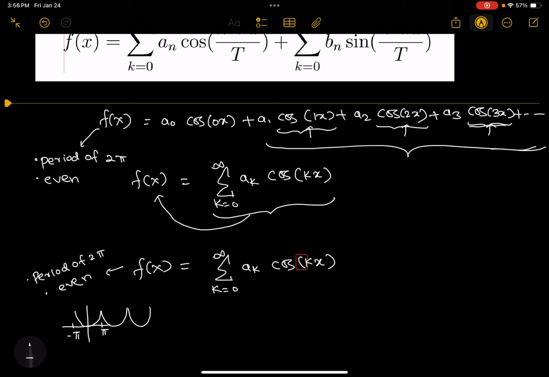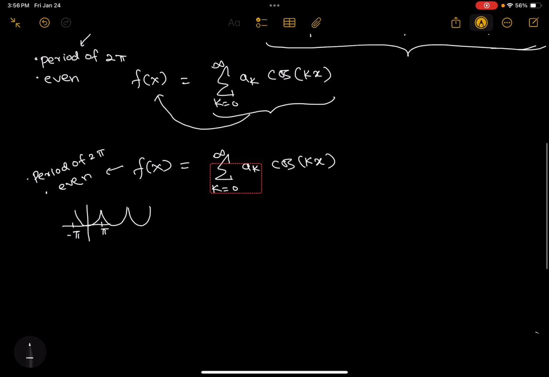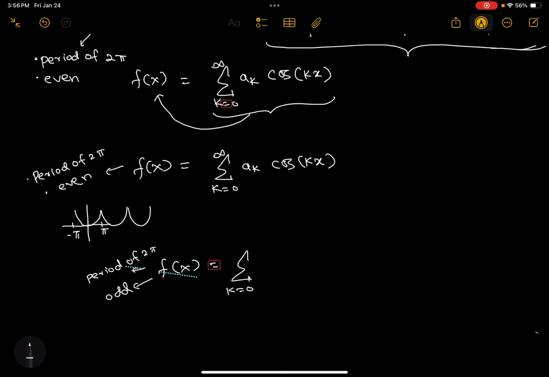When people got this idea, they really wanted to develop it and progress with it, and that's how the Fourier series developed, right? Also notice that any function which has a period of 2 pi and is odd can be written as an infinite series, the sum from k equals 0 to infinity of some constants times sine kx, right? And this idea can be further developed.